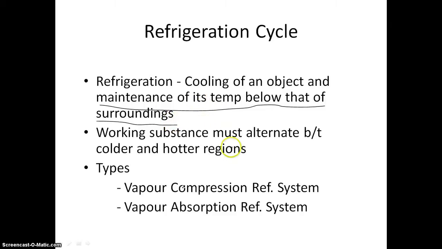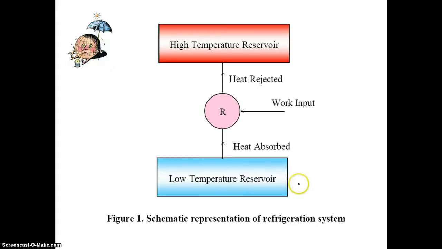To achieve this, we are using a device called refrigerator. In that, a refrigerant is flowing inside tube. This refrigerant is the working substance which goes in the refrigerant cycle between colder and hotter regions. There are several refrigeration systems, but in our unit we are going to deal with vapor compression refrigeration system and vapor absorption refrigeration system. First, we will look into the schematic representation of a simple refrigeration system.